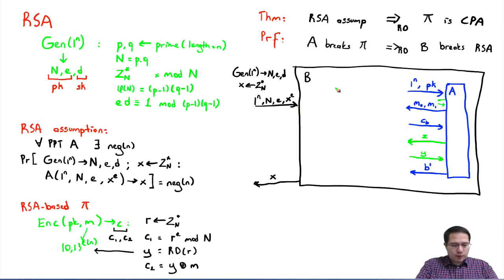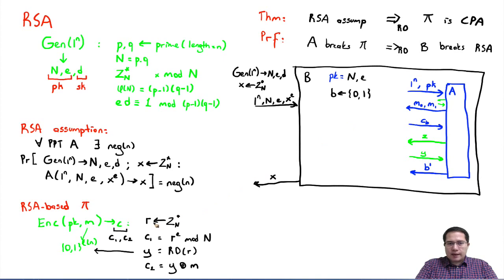So B's job initially is easy. Here it will send the same security parameter and it will set the public key using the values it received from its challenger as N and e. Remember, B is trying to tie its inputs to the adversary's inputs. Now the adversary sends two messages, M0 and M1. Normally, B needs to pick one of them. So let B pick one of them randomly.